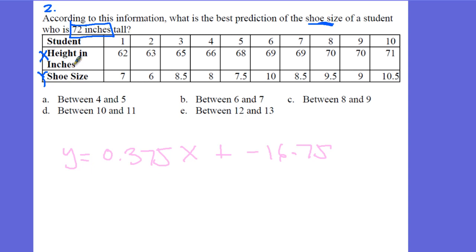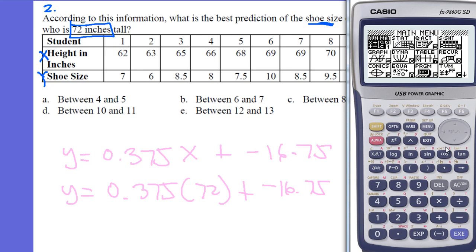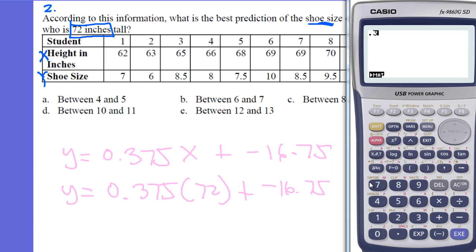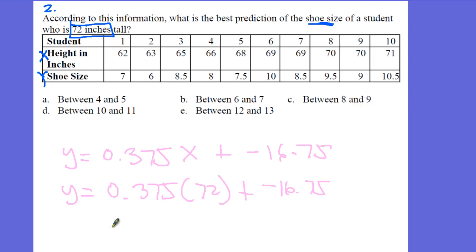Okay. So we would like to find the size of the shoe of a student who is 72 inches tall. Remember that your height is your x, and we need to predict the shoe size, which is in this case the y value. So to get the y value, we can just put 0.375, your x is your height, which is 72 inches, plus negative 16.75. Now you can just simplify this. For example, 0.375 times 72. Then we need to add negative 16.75, or you can just subtract 16.75. So the answer is 10.25. Y equals 10.25 means that the answer should be between 10 and 11.